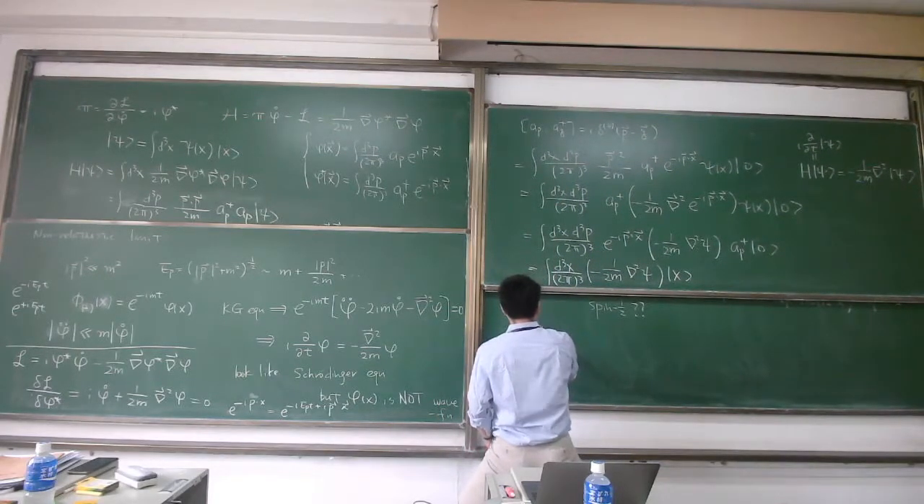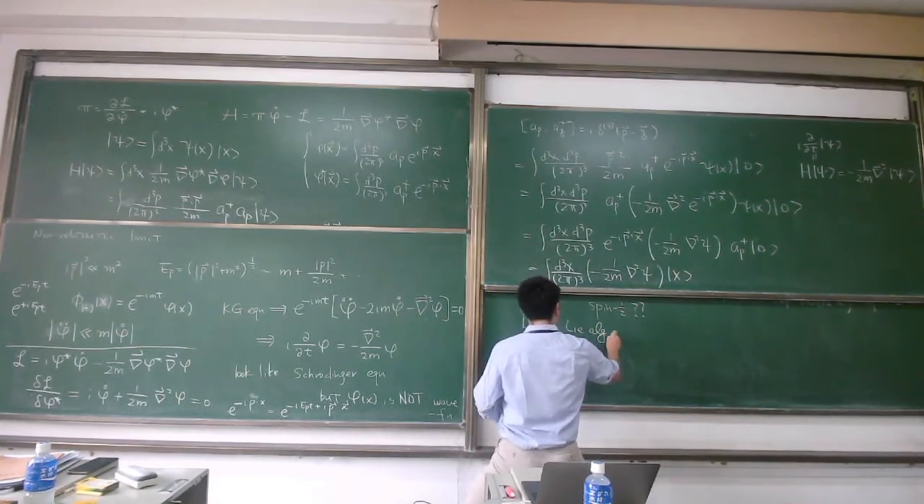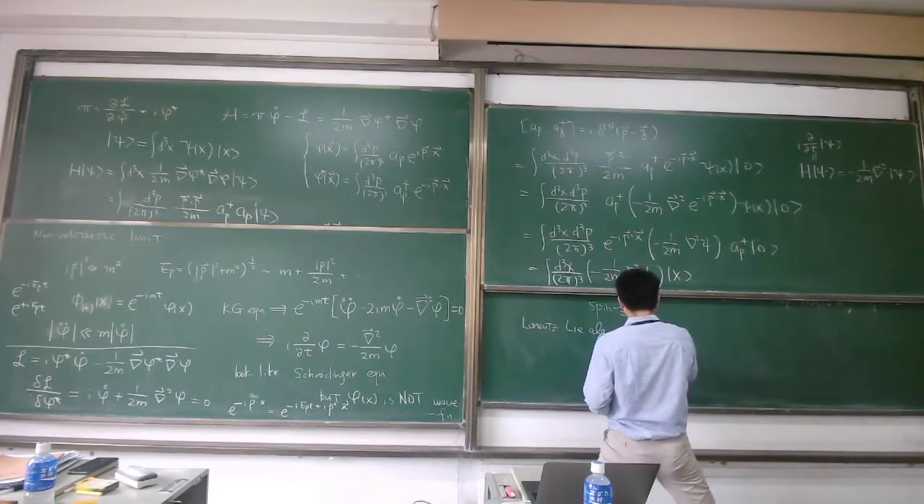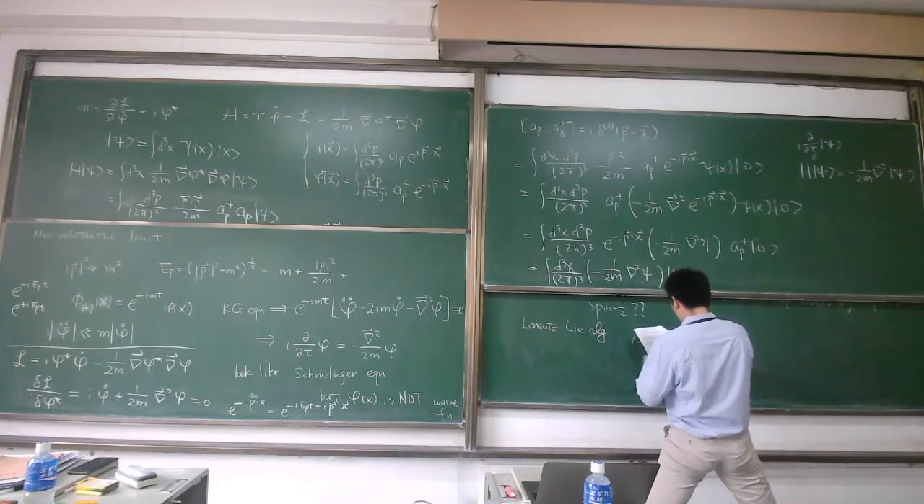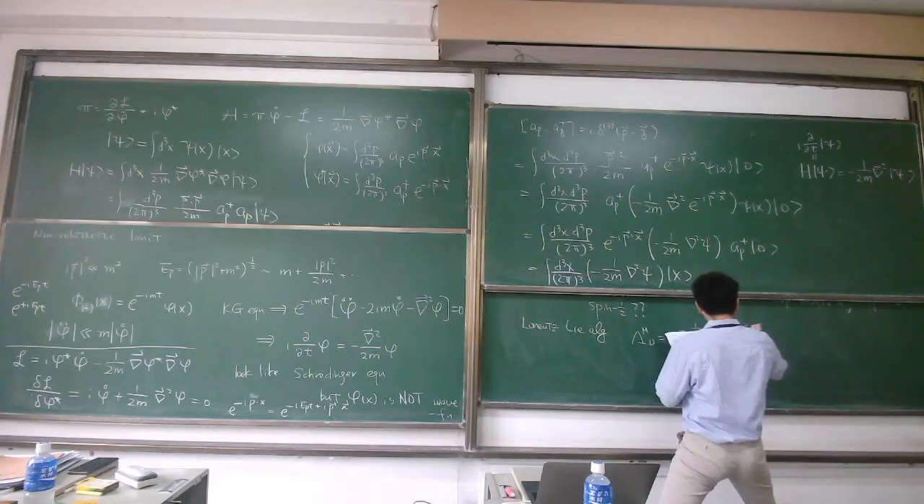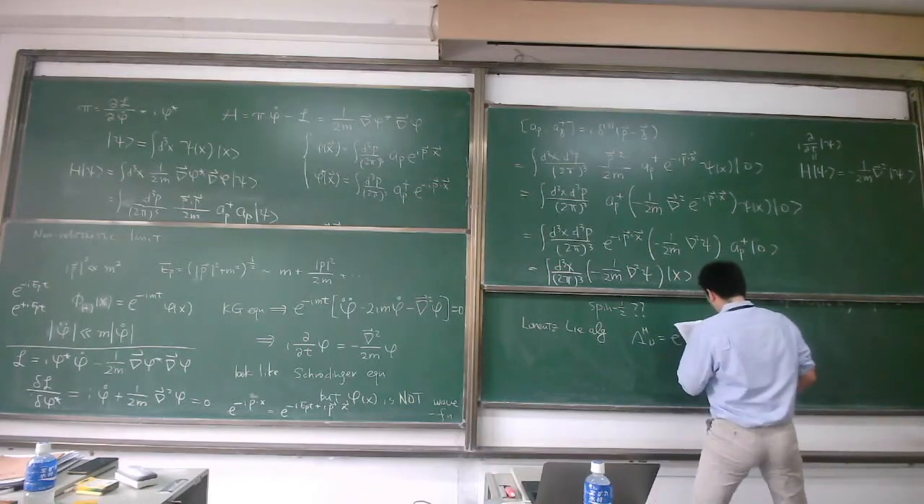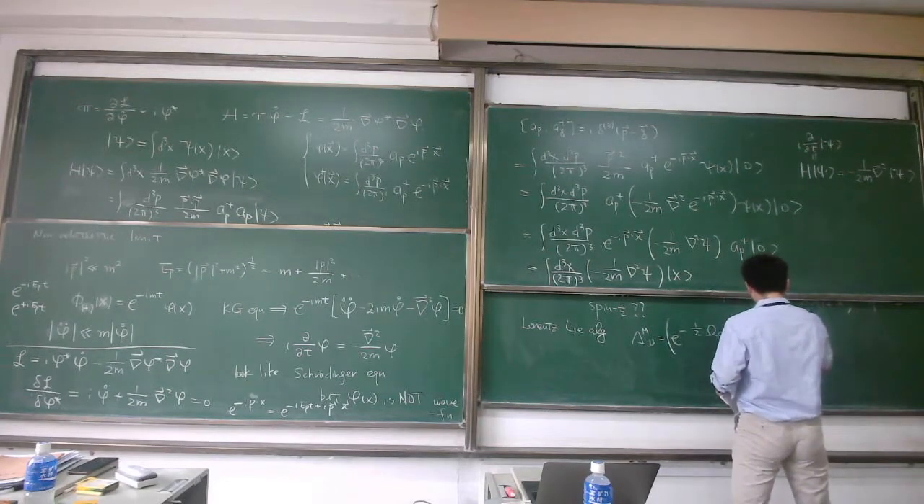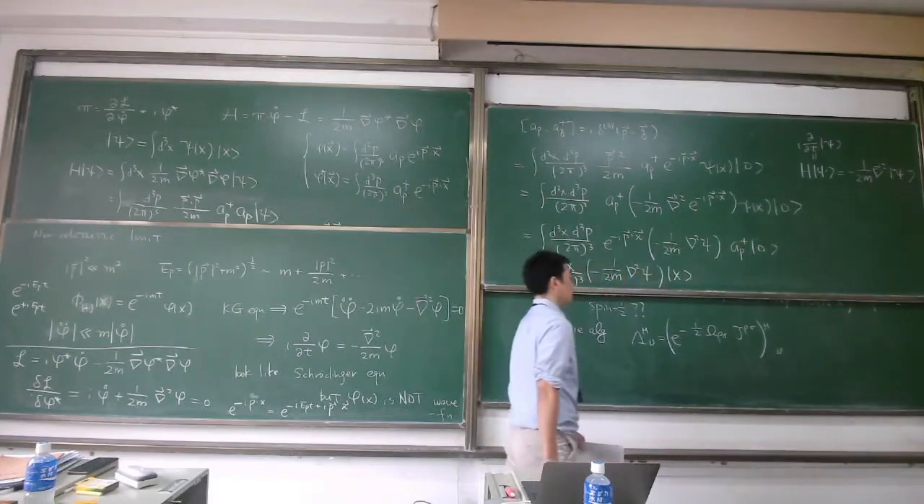Lorentz-Lie algebra. So we just have a group, and we write it down this way: e to the minus i over 2 omega rho sigma J rho sigma. So we just write it like this.